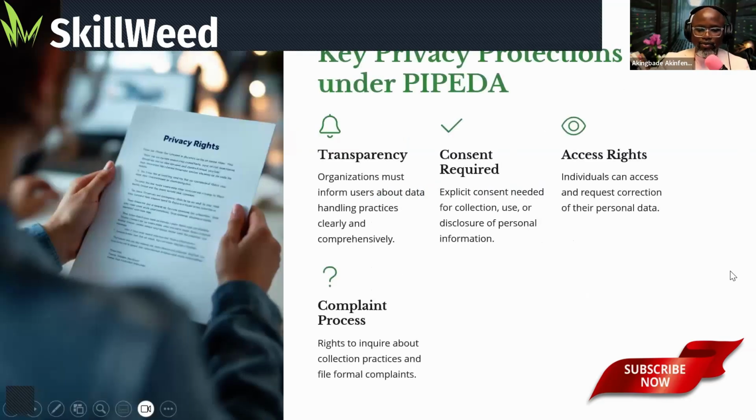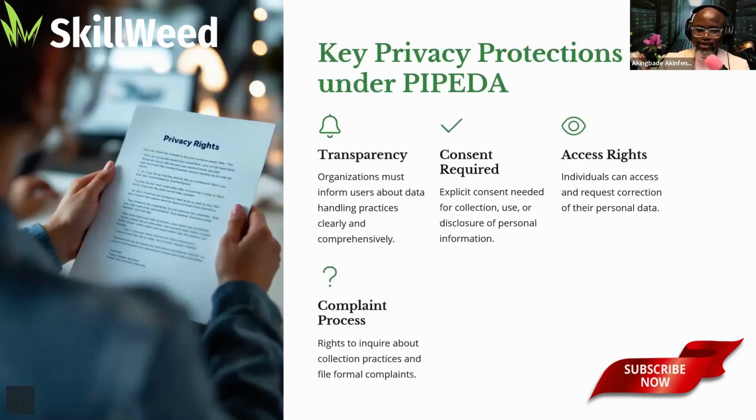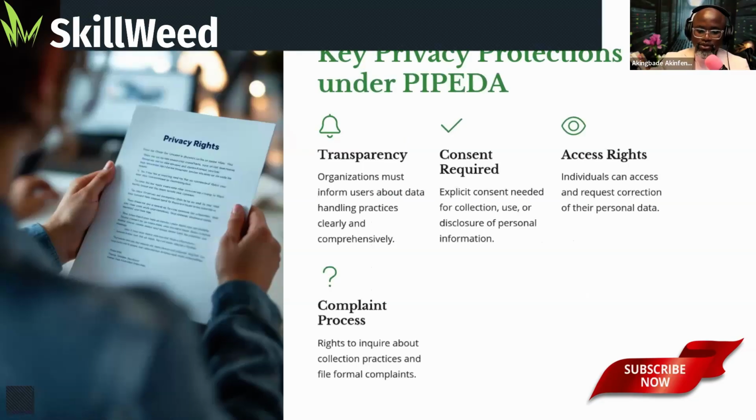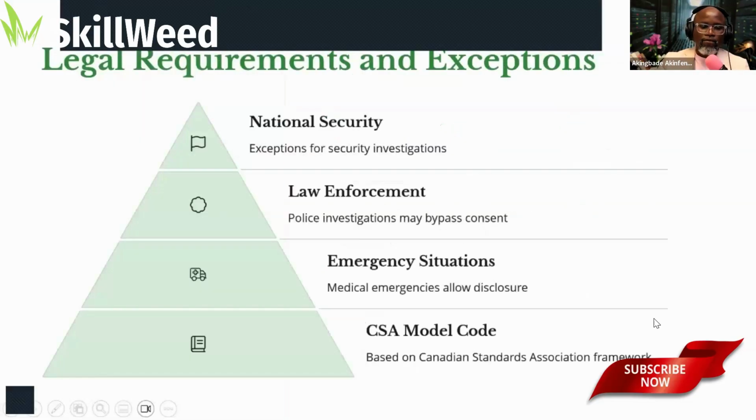What are the protections under PIPEDA? Transparency, typical. There should be consent before my data is collected, used, or disclosed. There should be access rights. I can request access and request correction on my personal data. Then there should be a complaint process also. I have a right to ask about the collection practice you follow and file a formal complaint if there was one.